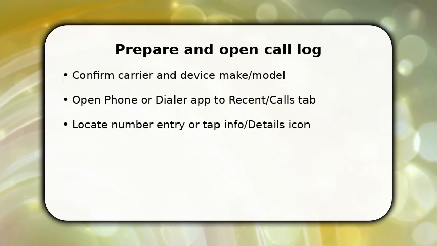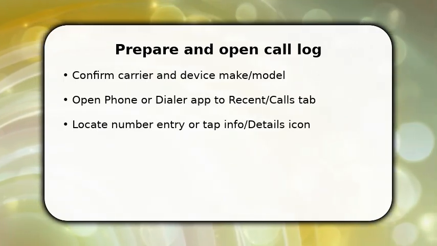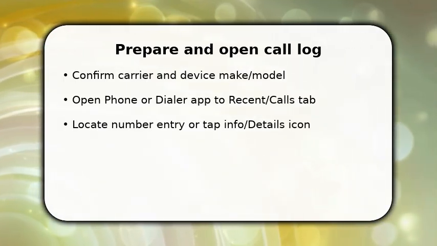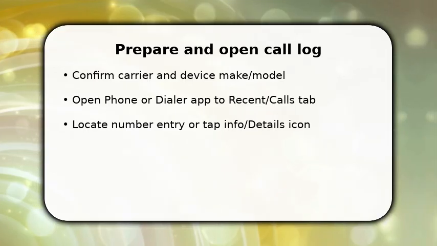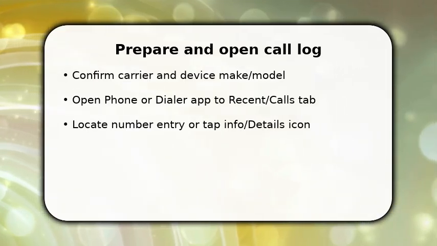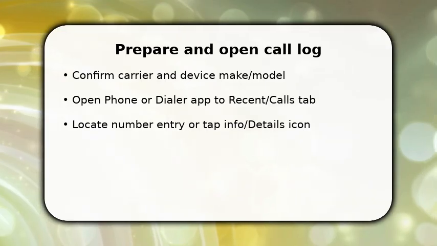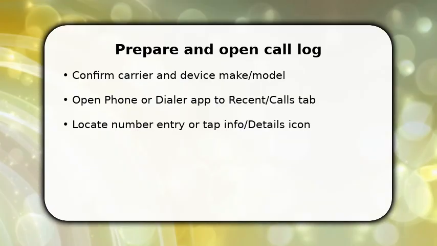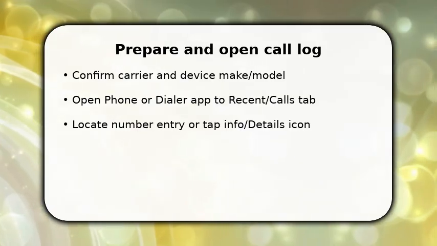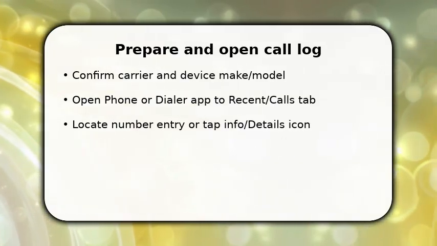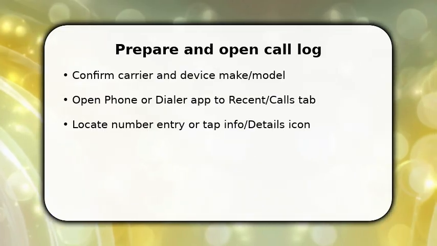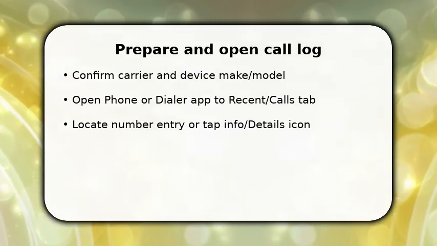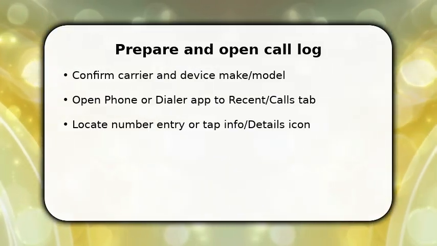You start by confirming the carrier and the exact phone app so you know which blocking options are available. Open the phone or dialer app and go straight to the Recent or Calls tab. Once there, find the number you want to block and tap the Info or Details icon. This reveals actions tied to that contact. Doing this first saves time because the next steps depend on whether the number is in your contacts or only in your recent calls list.